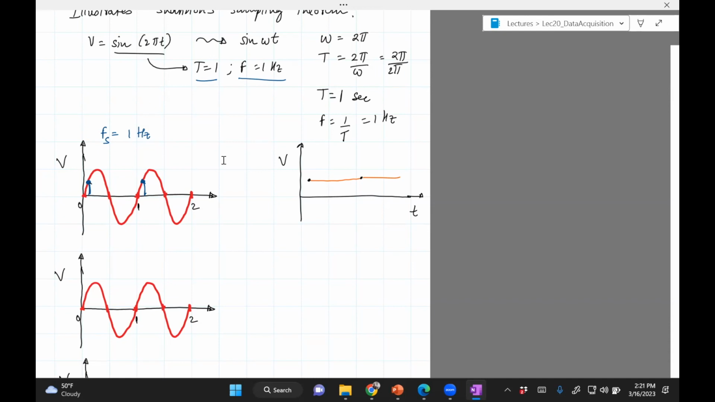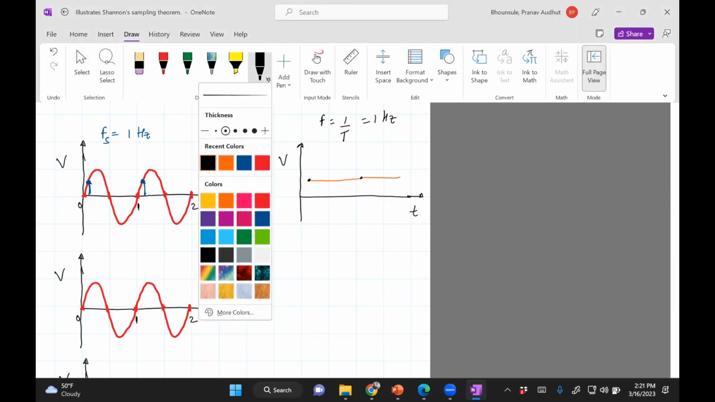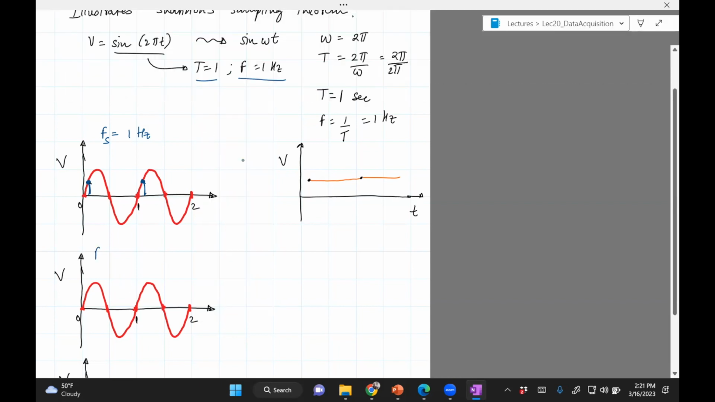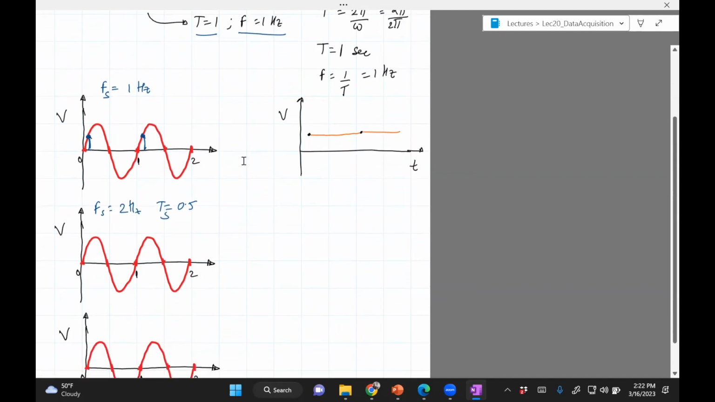So let's now try to see if we can ramp this up. Let's take sampling at 2 hertz. So Fs equals 2 hertz, which by the way would be t equals 0.5, because 1 over t is the sampling frequency. So let's say that we sampled it here. Now we need to sample again at 0.5 seconds. So that would be approximately here, slightly over there. Then again, 0.5 seconds would be here. So we have this point, this point, this point, and this point.